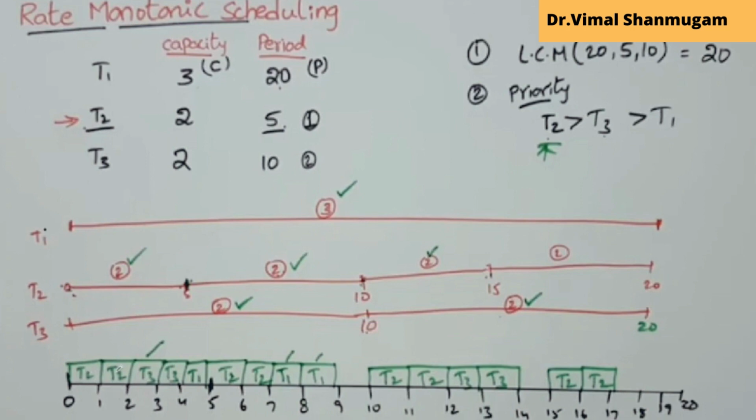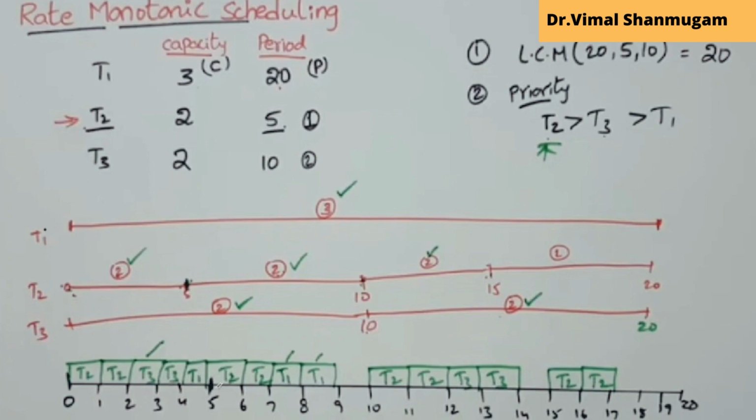From 0 to 2 minutes, T2 will be assigned the CPU. Then the next 2 minutes are assigned to T3, because after T2 the next priority in this scheduling is T3. Then T3 will process 2 times. Then the next task waiting in the queue is T1. T1 will be executed for 1 minute.